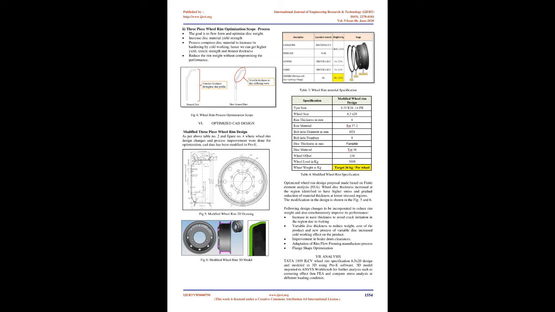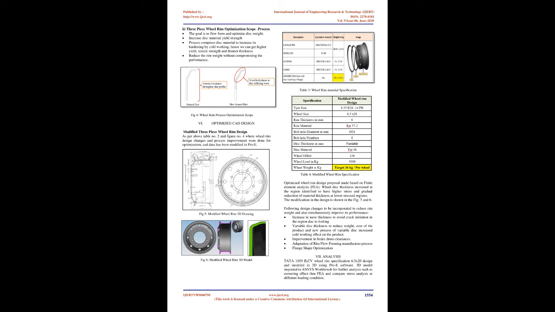Optimization scope. 3-piece wheel rim optimization scope, design. The following are the design changes incorporated to reduce the wheel rim weight, cost, and improve its performance. Increase in nave thickness to avoid crack initiation in the region due to fretting. Variable disc thickness to reduce weight and cost of rim. Increased cold working effect on the product. Optimized brake drum clearance through variable thickness. Wheel rim flow forming manufacturing process.